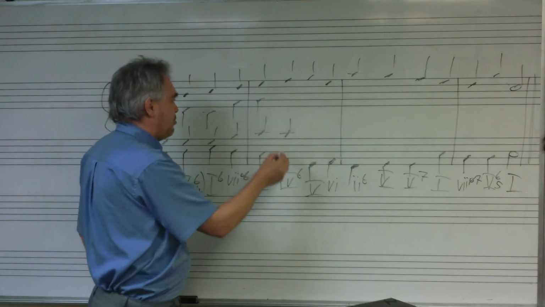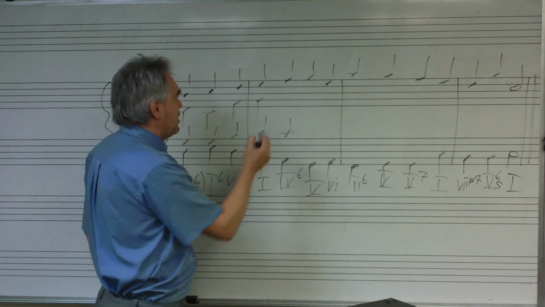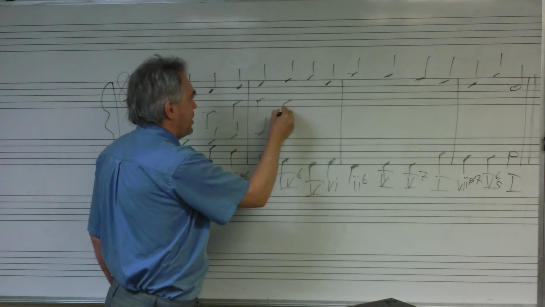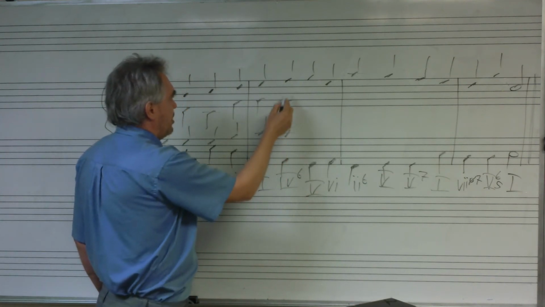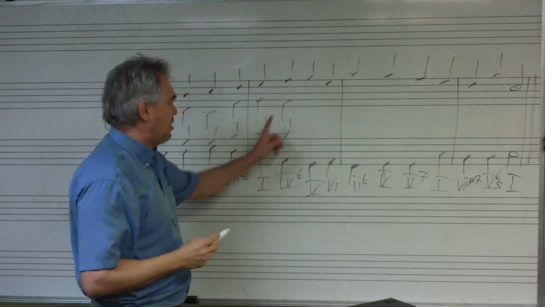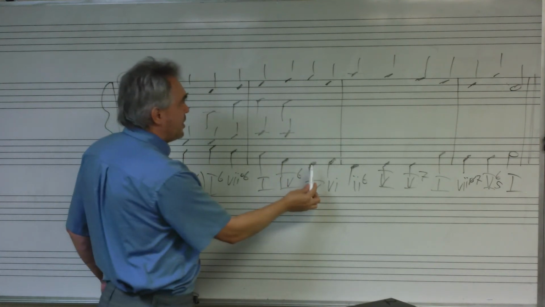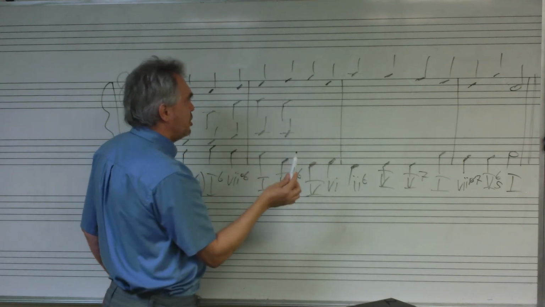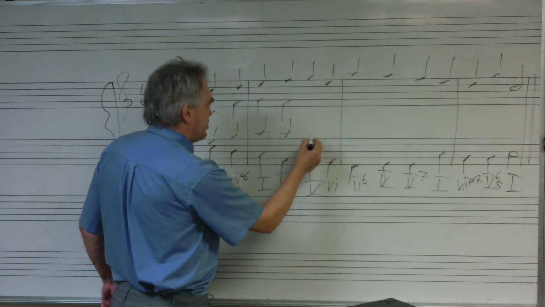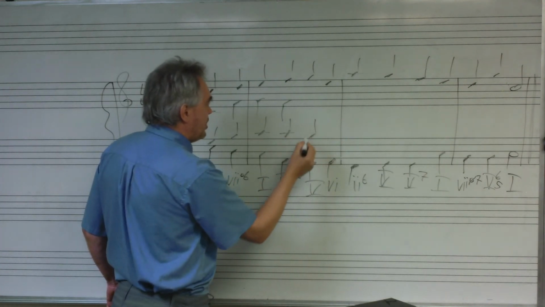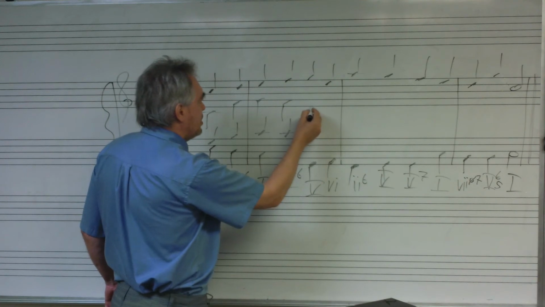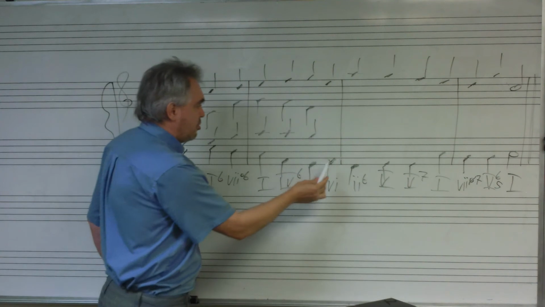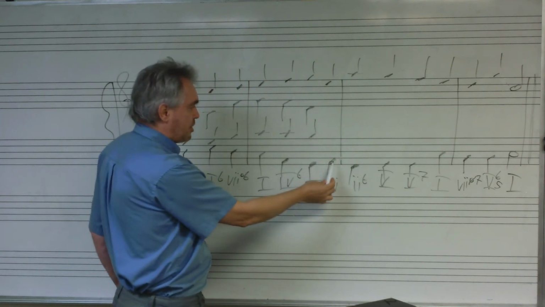So now we have F, A, C, and the shortest distance to this G is F. So we have F, F, A, C. We double the root of this chord. A five chord is supposed to be G, B, D. We already have two G's. The closest note to C is B, G, B, D. For the D we have to leap down a third here. And let's go one more, and then we do our error detection.